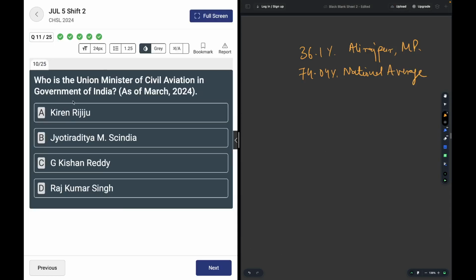Moving on. Who's the Union Minister of Civil Aviation in Government of India as of March 2024?